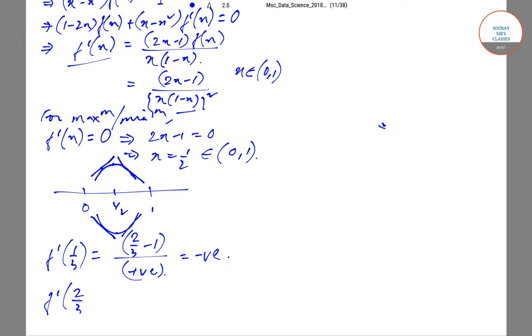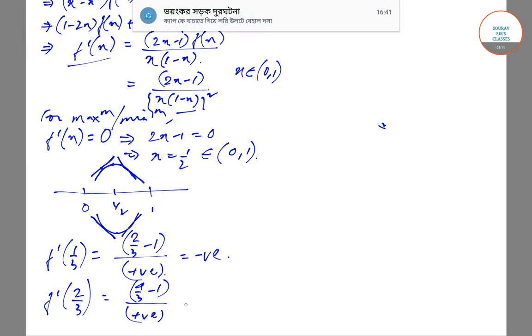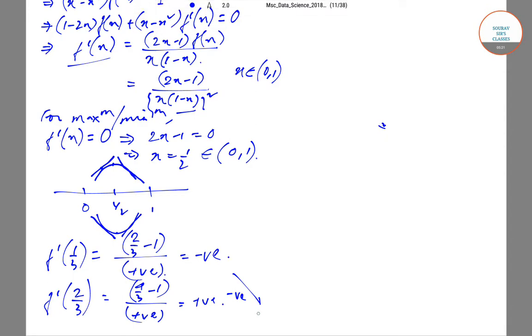Let us find out f dash of 2 by 3. 2 by 3 is greater than 1 by 2. So this will be equal to 4 by 3 minus 1, and as we know the denominator is a square number, so that will always be positive. Now 4 by 3 minus 1 will be equal to 1 by 3, which is again positive by positive. This will be again a positive number. So as you can see, it looks somewhat like this. It is negative, at 1 by 2 it is 0, and then positive again.